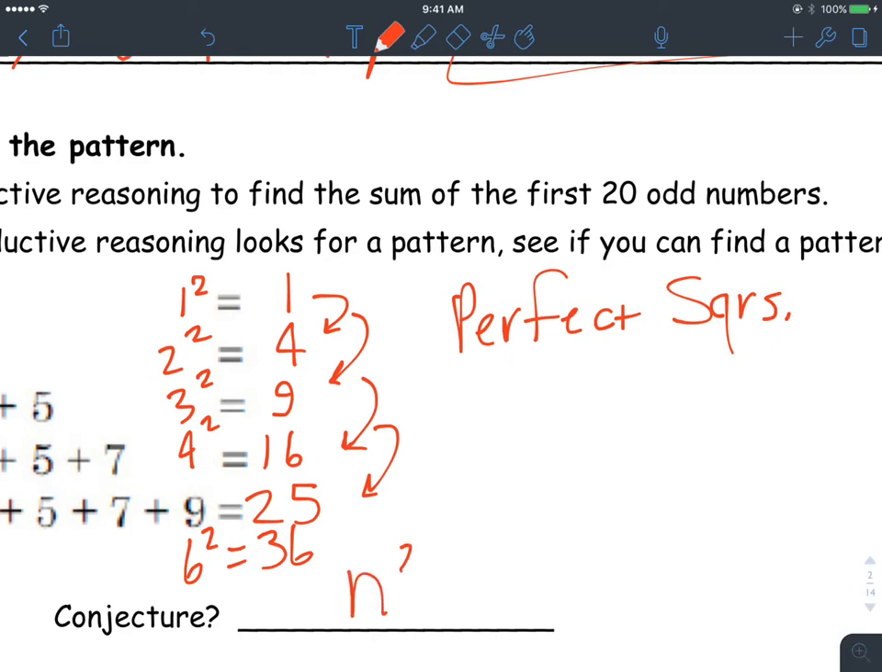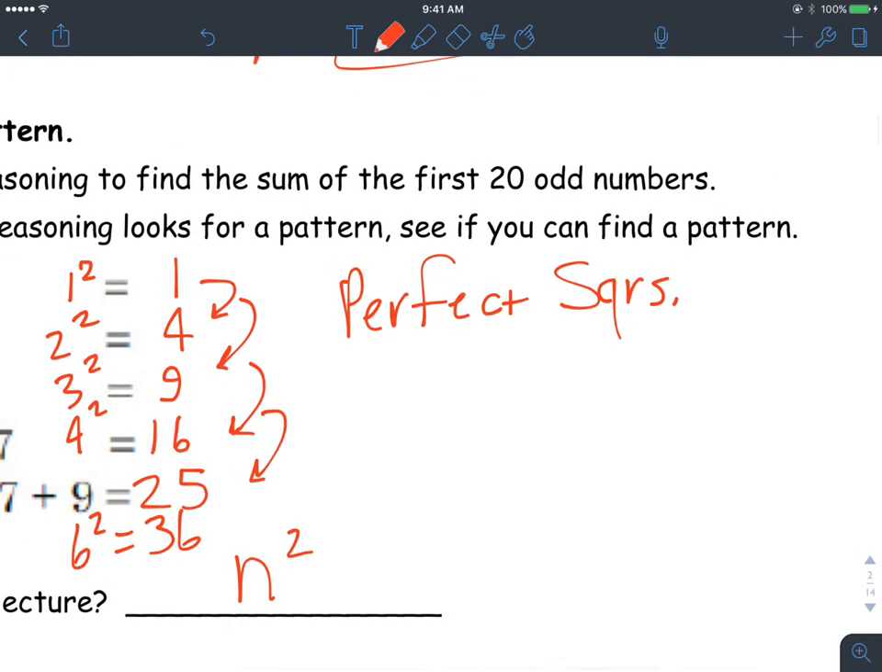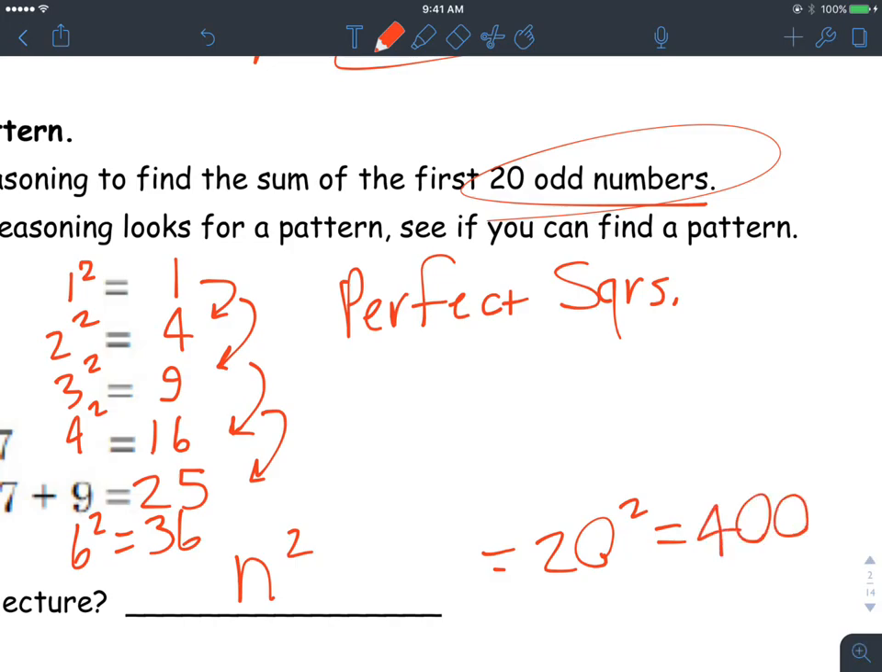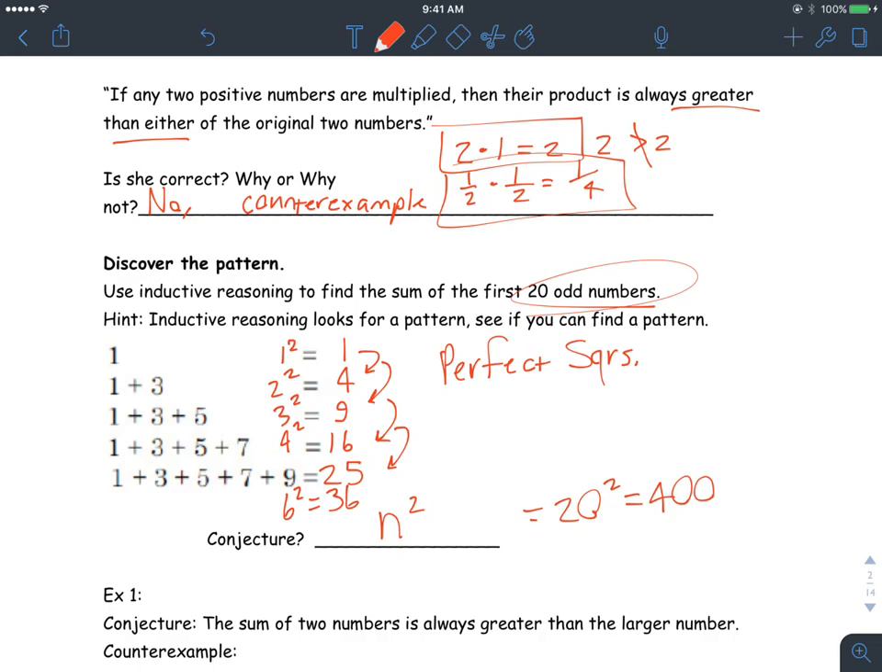So we're going to go with the conjecture being: for each number of steps you go, you take your n, or the number of steps you've gone, and you square that. So we can use that to help predict what will happen way down the road. The first 20 odd numbers will be 20 squared. So instead of writing that pattern out 20 times, now we can just say it's probably going to be 20 squared, which should be 400 once you add those numbers up.